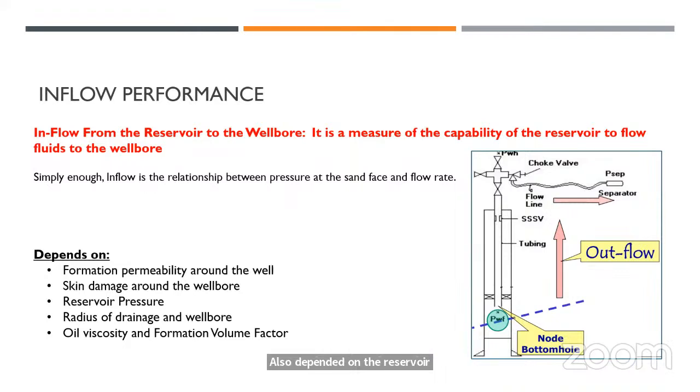So it is a relationship that is controlled by drawdown. Drawdown means the pressure difference between the reservoir and the pressure in front of the perforation. This pressure difference will basically depend on the reservoir pressure, the drainage, or the reserves that we are producing from. Also, other factors like formation volume factor or oil viscosity control the flow performance relationship.